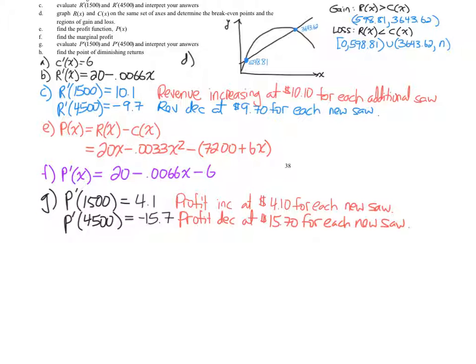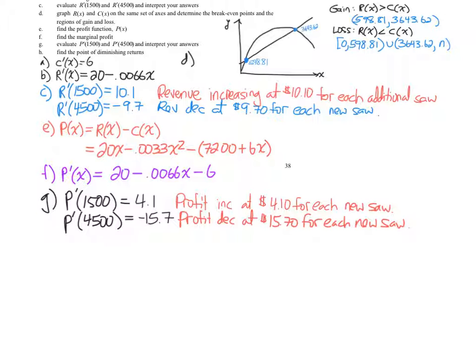Just because you have profit decreasing doesn't necessarily mean that you're operating at a loss, because again, it's a rate of change. Just think of it this way. My profit could be decreasing at $15.70 for each new saw, but what if my profit is $140 billion? It's like, okay, yeah, it's going down by $15.70 for each new saw, but I'm not going into the poorhouse anytime soon, you know. The table saw market is strong. But what it does tell me is that I don't need to produce as many table saws.